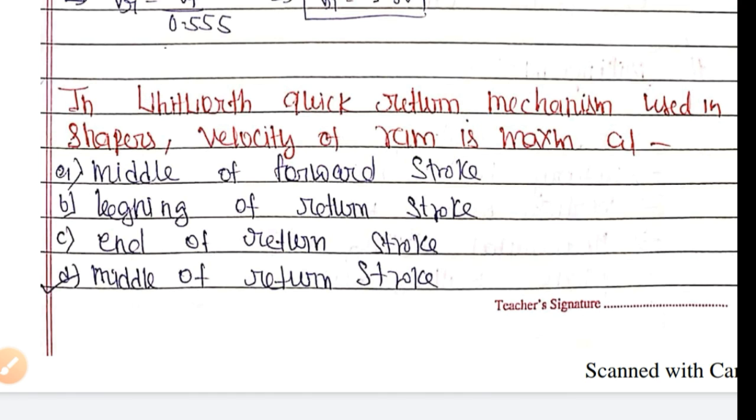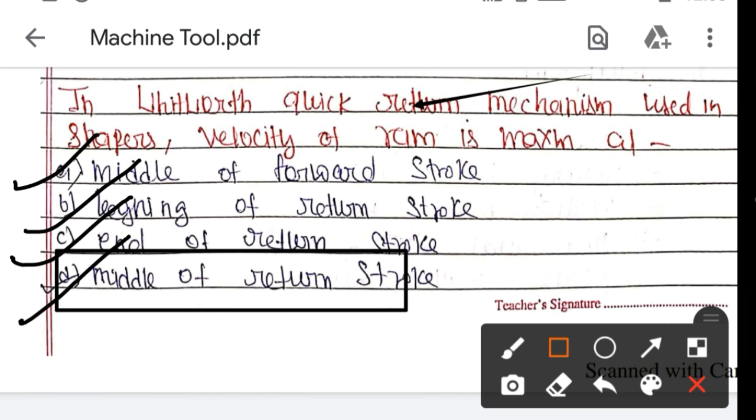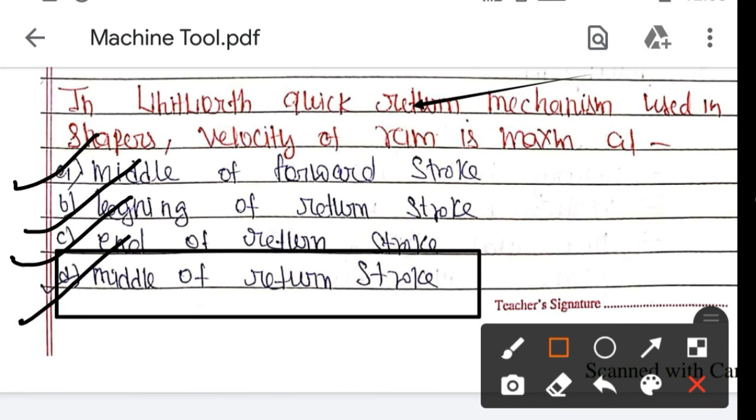One last question related to this topic is, in the quick return mechanism used in shapers, the velocity of the ram is maximum at what? At the middle of the stroke, at the beginning of the return stroke, at the end of the return stroke, or at the middle of the return stroke. As I already told you while differentiating between the planer and shaper, the velocity of the ram is maximum at the middle of the return stroke. So this is how they will frame the question if they have to ask questions from this topic. So with this, the planer and shaper topic is over.